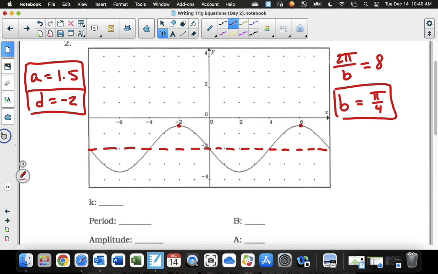All right. There's 3 out of the 4. There's the 3 that you're going to have in both equations. Now we've got to look for the horizontal shift. Maximum versus midline. Let's start with maximum again.